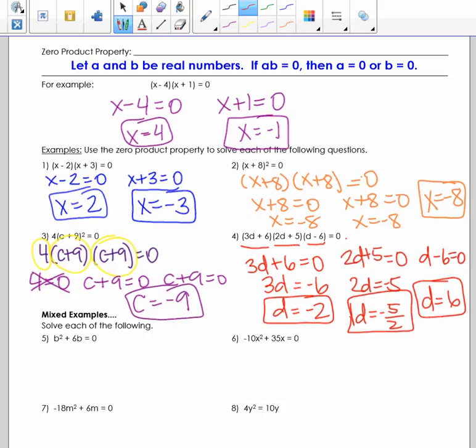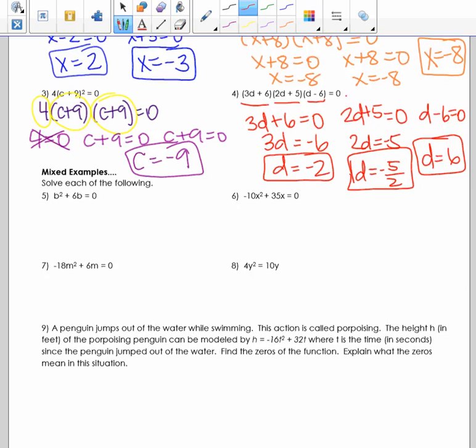Now, those were all nice because they were already factored out for you. Now we're going to take what we did yesterday with GCF, and we're going to have to factor first and then go through and solve. If you look, you have two terms here. Your GCF here is b, so you factor out a b, and then you're left with b plus 6 equals 0.